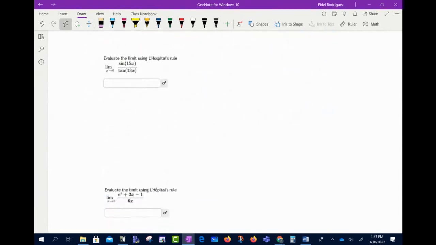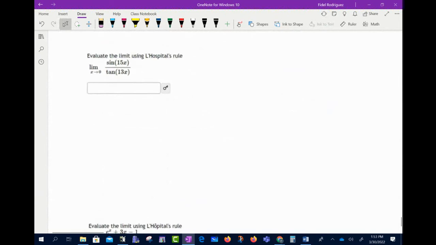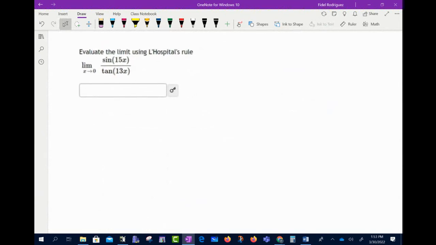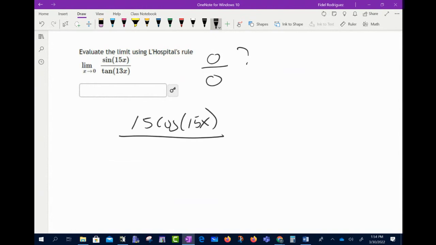All right, look, let's do the same thing here. If I plug in 0, everybody agreed that we're going to get indeterminate forms? Because the sine of 0 is 0, and the tangent of 0 is also 0. So again, we have that indeterminate form. So let's go ahead and use our derivatives. What is the derivative of sine of 15x? 15 cosine of 15x. Very good. Does anybody know what's the derivative of the tangent of 13x? There you go.